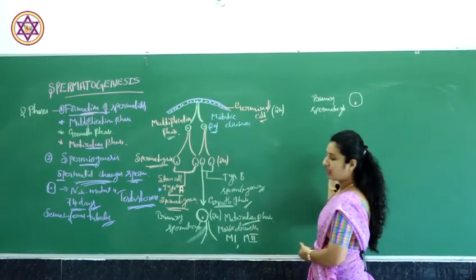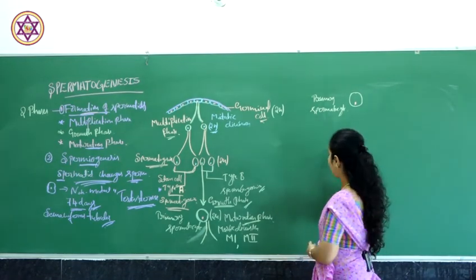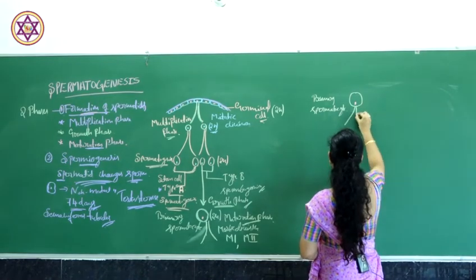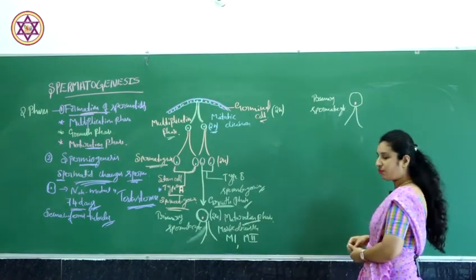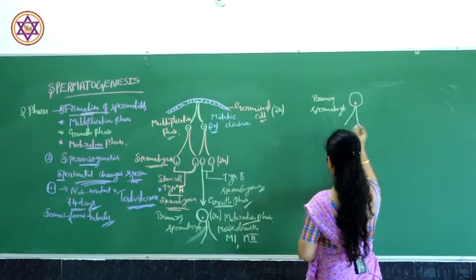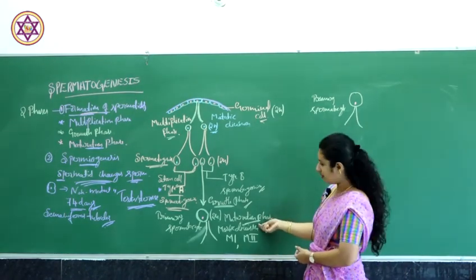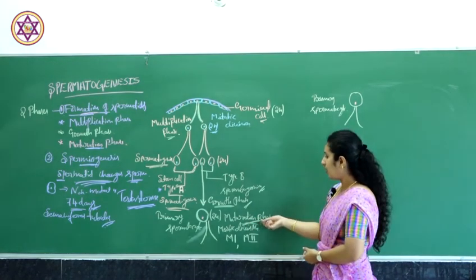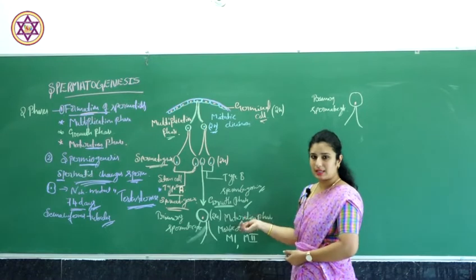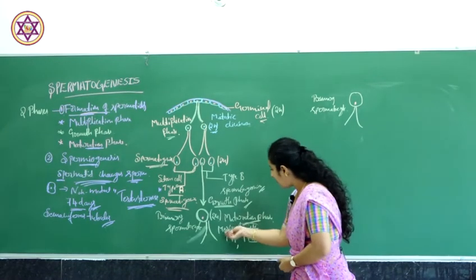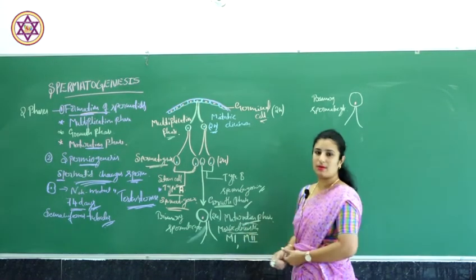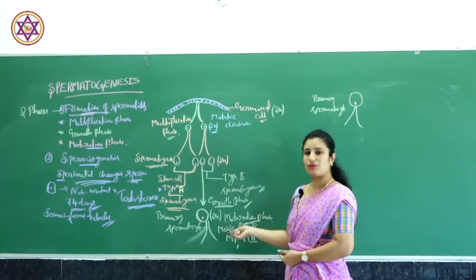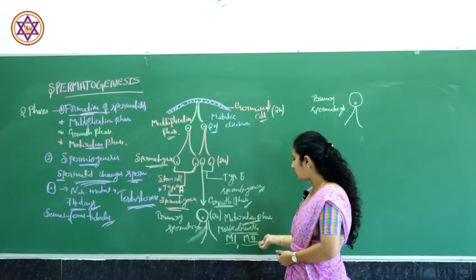This primary spermatocyte enters the next phase, called the maturation phase, and this maturation phase is actually called the meiotic stage or meiotic division. We all know that meiosis is of two types: meiosis 1 and meiosis 2.